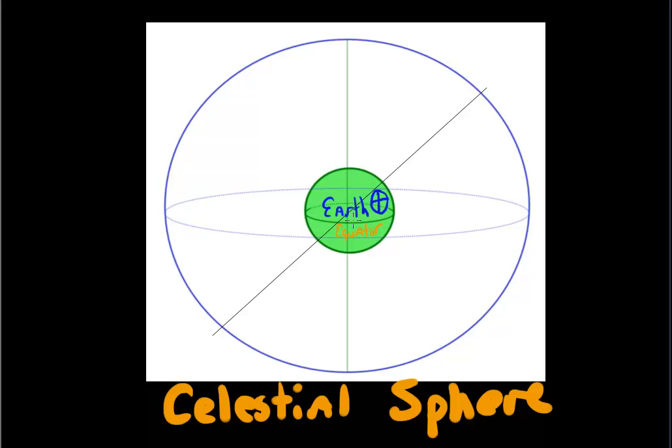So if you actually stood on the equator, you let the Earth go from west to east in this direction. If you had a laser to point up, it would actually burn a hole all the way around the celestial sphere, and this is our celestial equator.